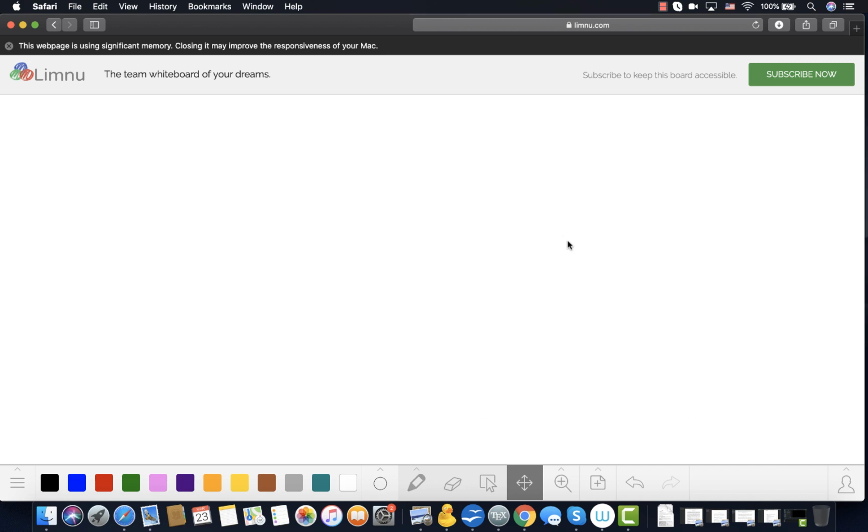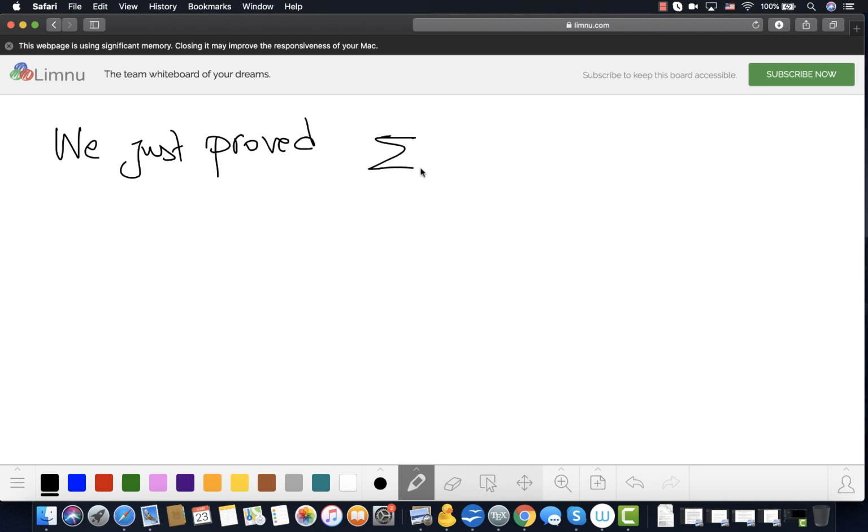Okay, so here's the thing. We just proved that the sum n goes from 1 to infinity of 1 over n diverges.